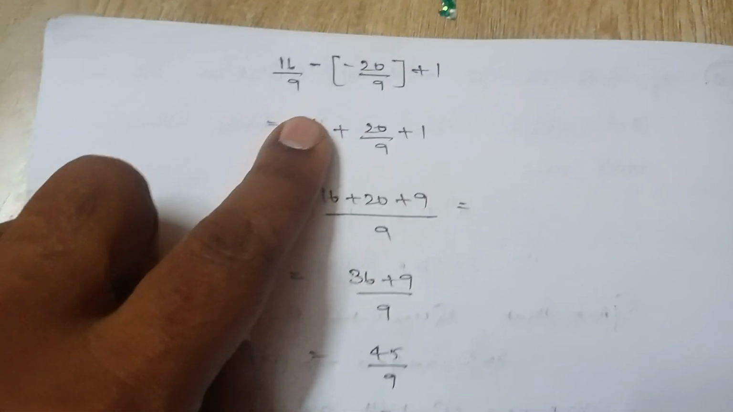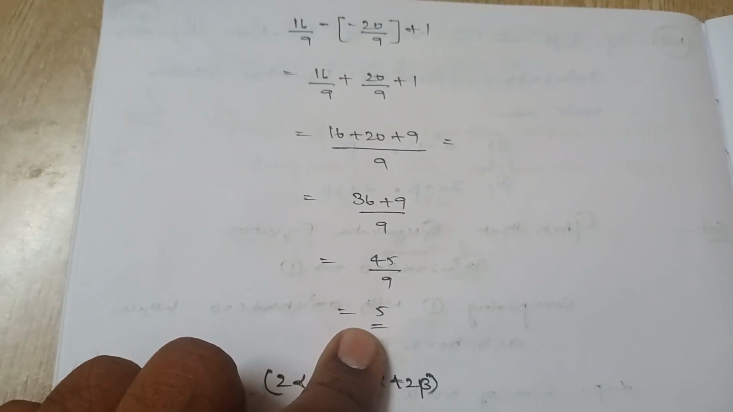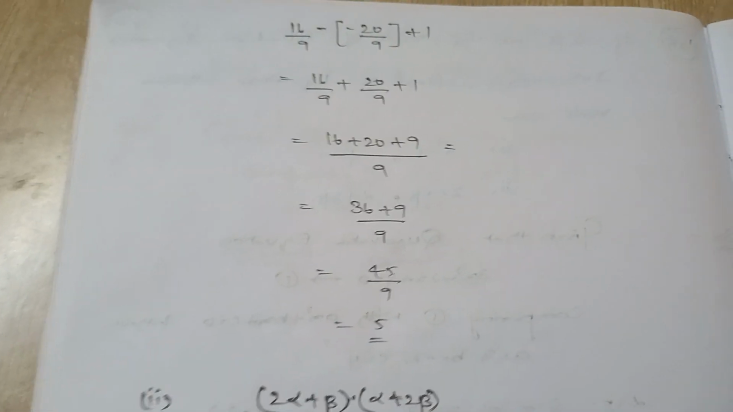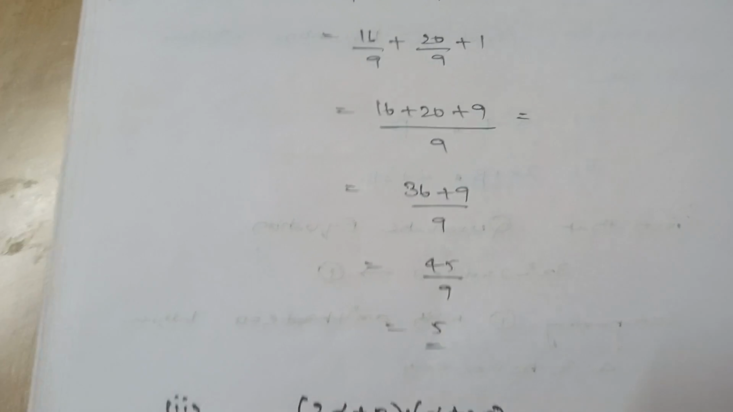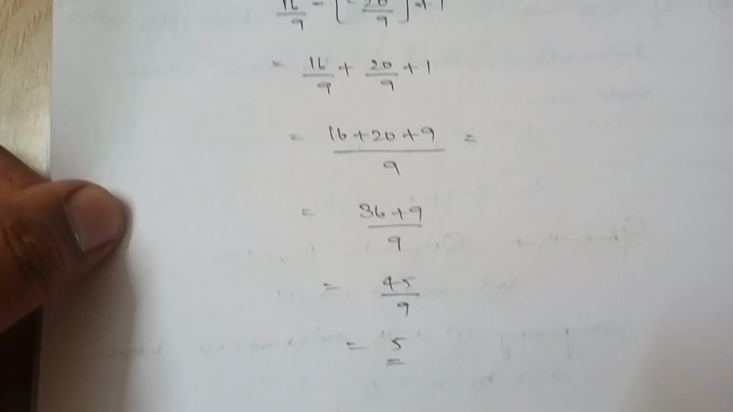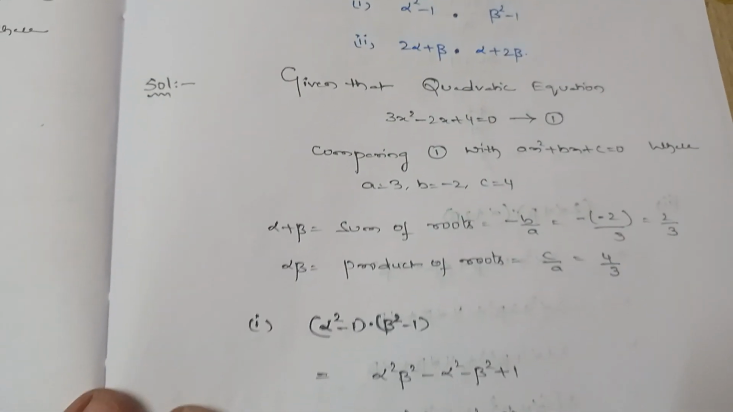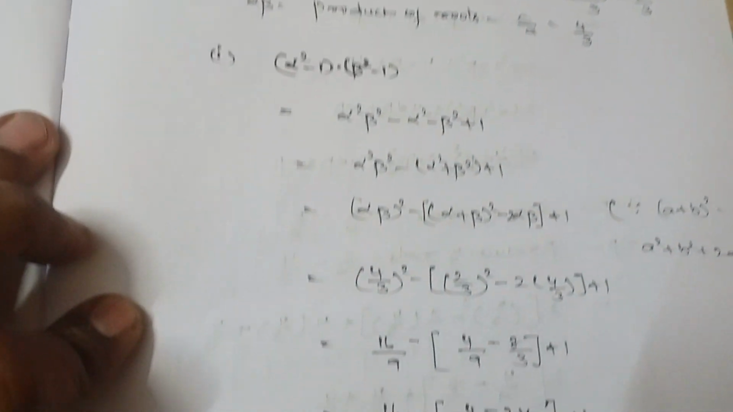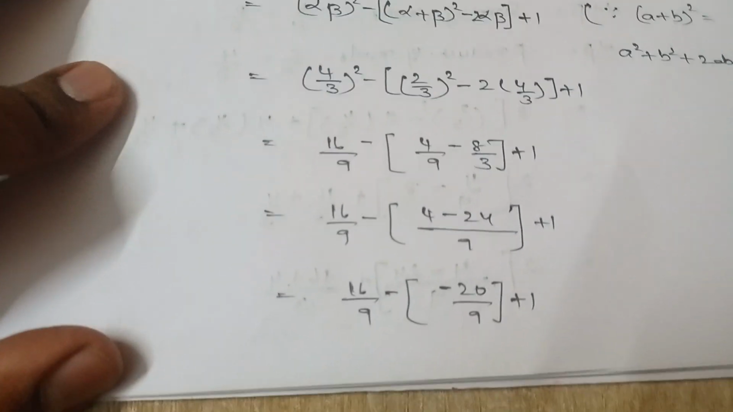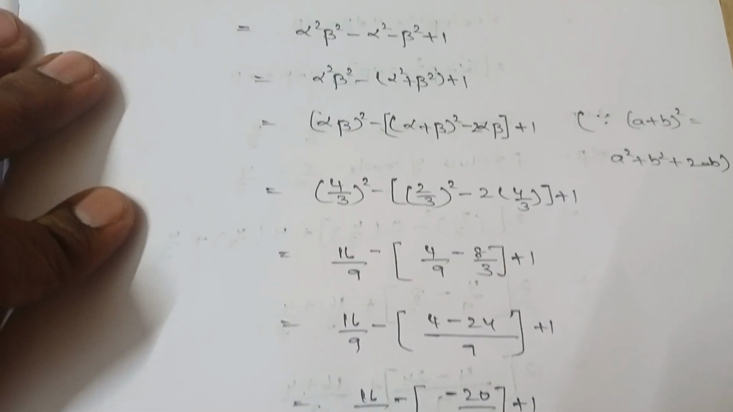So after simplifying, we get 45 by 9 guys, that equals 5. So 45 by 9, that equals 5. This is also a sum that is not mentioned in the options, so you practice this sum, very important. I hope you understand this sum. Please go through this sum once again. If you are getting any doubt, you can comment in the comment section so that I can rectify it in the next video. Okay.